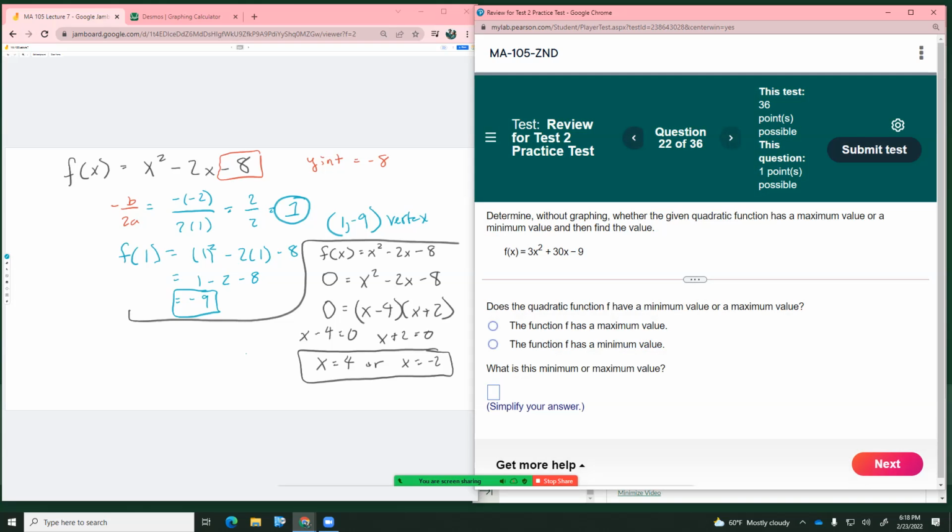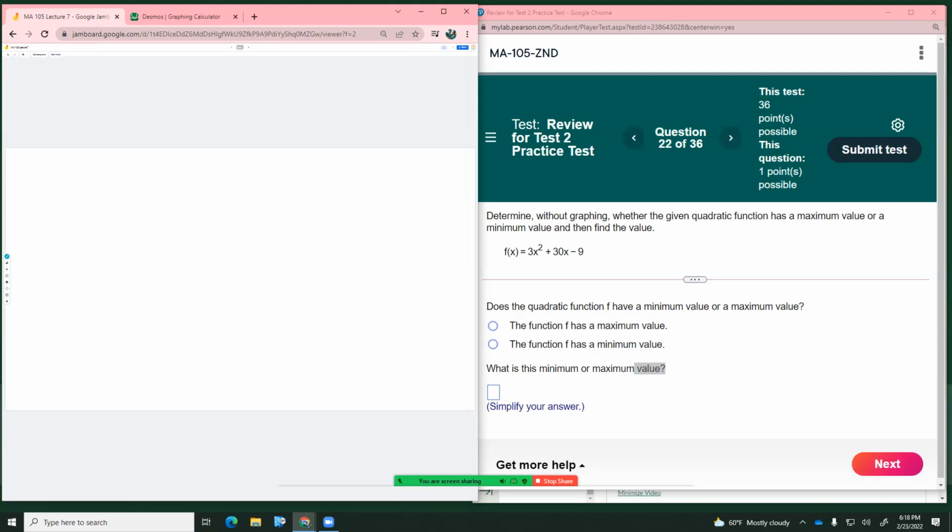The next one I said was 22. All right, determine without graphing whether the given function has a maximum or minimum value and then find that value. When it's talking about a minimum value, it's talking specifically about the y value. Does that make sense? We're going to use the x value of the vertex to find the y value, but it's asking for the y value. So just be careful of that. Make sure that you understand that that's what it's actually asking for in this case.